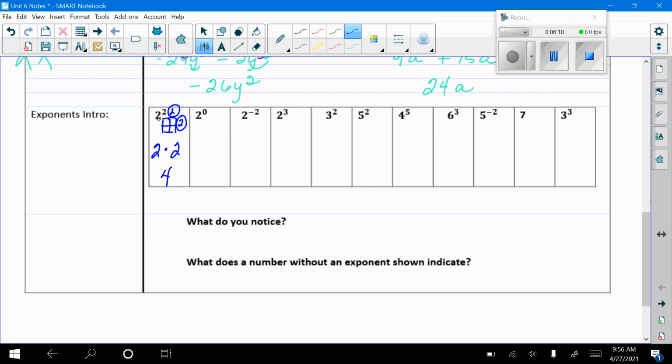Not because I'm multiplying the 2 by its exponent of 2, but I'm actually getting 2 of the base, 2 times 2. This means 0 of the base. Now there's a rule there. The rule for that is any value to the 0 power equals 1. So that is important. I'm going to put a big 1 there. So that value is 1.